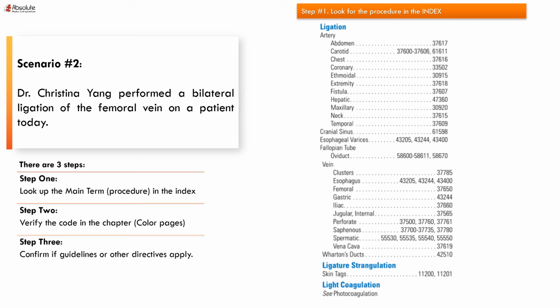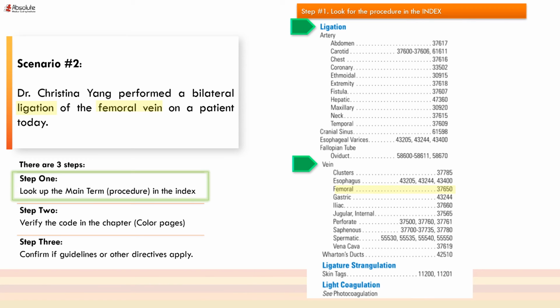We have to look up the main term or the procedure in the index. And in our scenario, this was for ligation of the femoral vein. So we're going to look it up from ligation. That is the procedure. Now, which part of the body it is for: the vein, particularly femoral vein. So now that we have that, it's giving us the code of 37650.